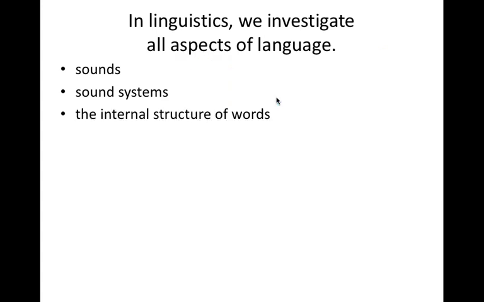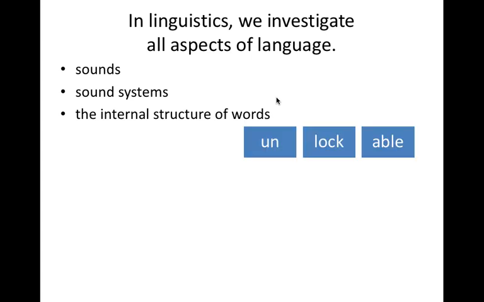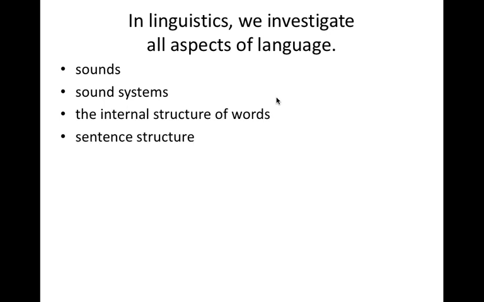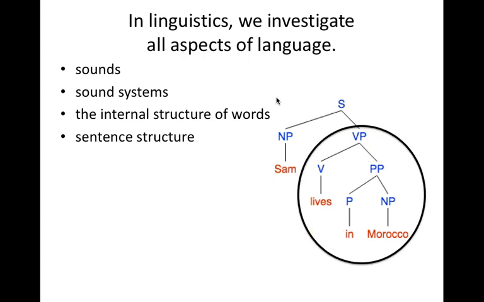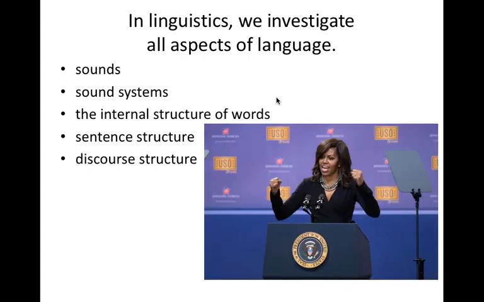We're also interested in the internal structure of words. For example, unlockable has three chunks in it: un, lock, and able. We also study sentence structure. Here, for example, this tree shows that the phrase "in Morocco" occurs inside the phrase "lives in Morocco." We're also interested in the structure of chunks of language beyond one sentence, longer stretches forming a discourse.